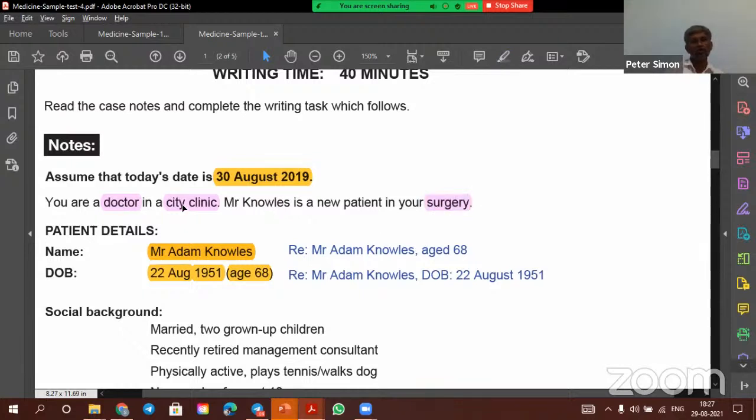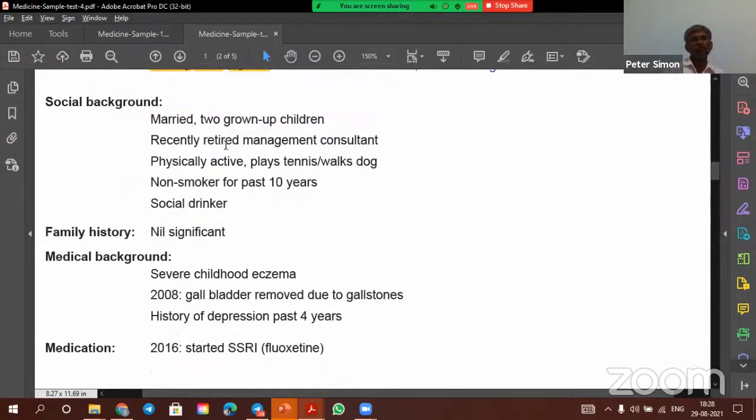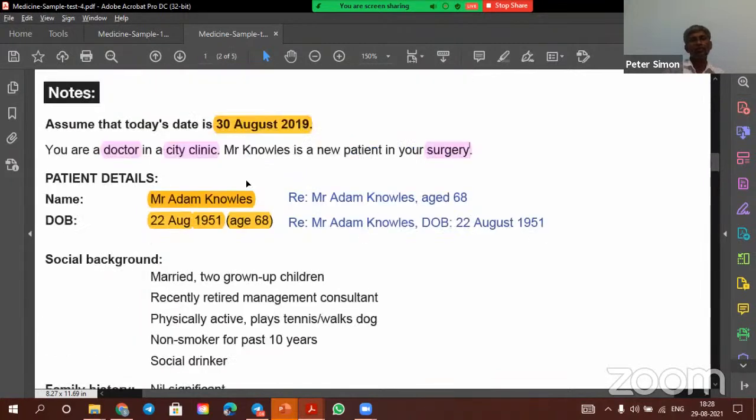So, a doctor in a city clinic, Mr. Knowles is a new patient. He's a new patient for you. It's the first time he has come to you. It's an unknown patient. And the other person also, whom he is going to see for urgent assessment, is also unknown. So for both people, the patient is unknown. They were referred by somebody. It's a first time visit.